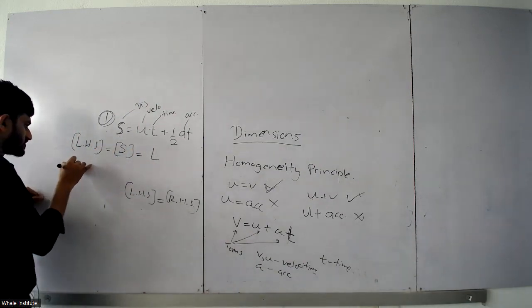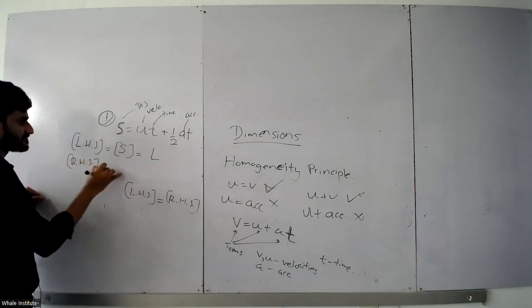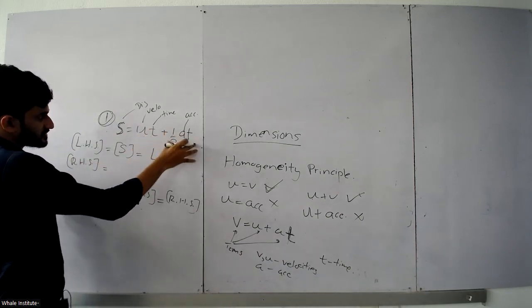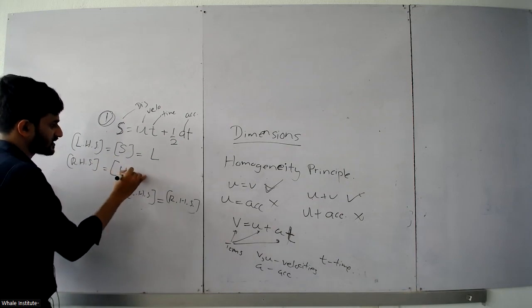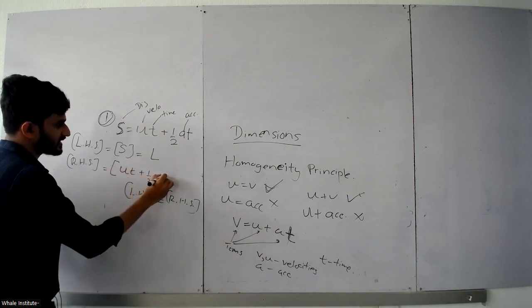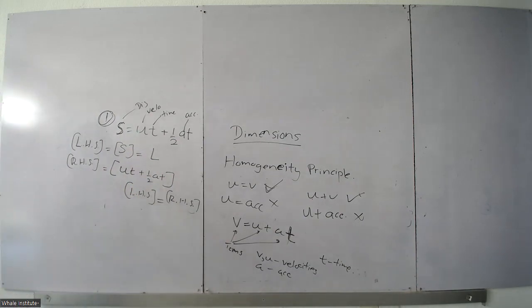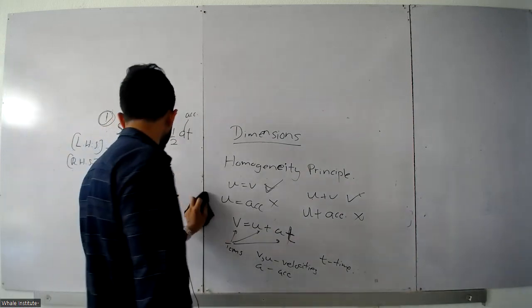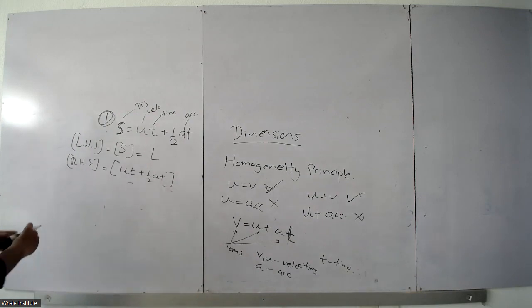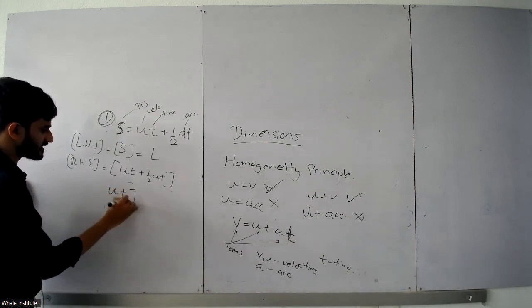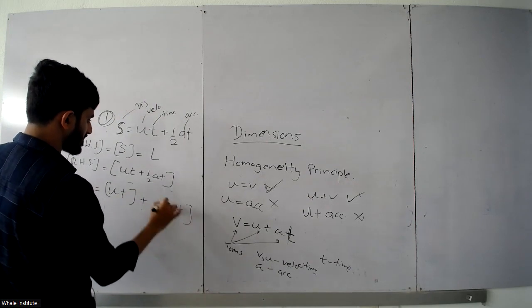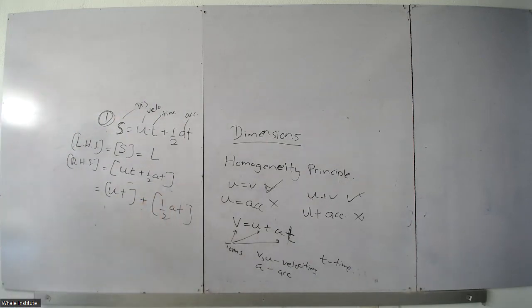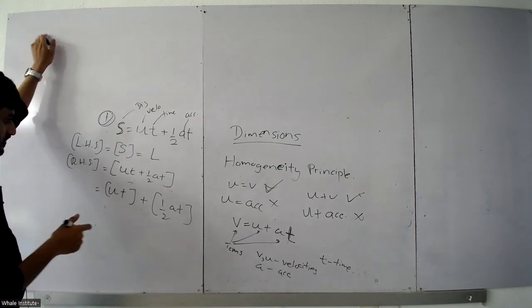Then the dimensions of the RHS, right hand side. There are two terms on the right hand side, so you have to check the dimensions of the two terms separately. You can check UT plus half AT squared, the dimensions of both terms, separately.